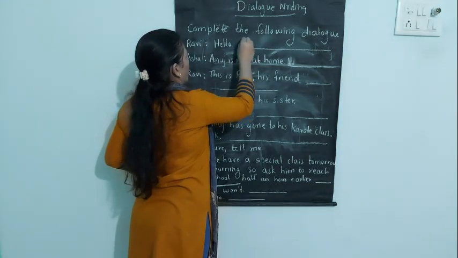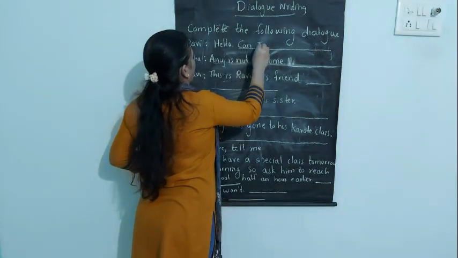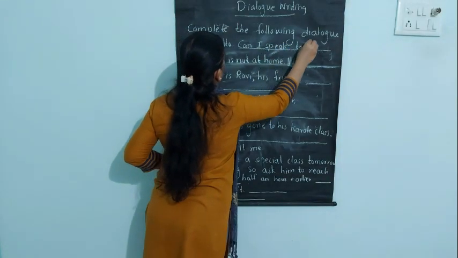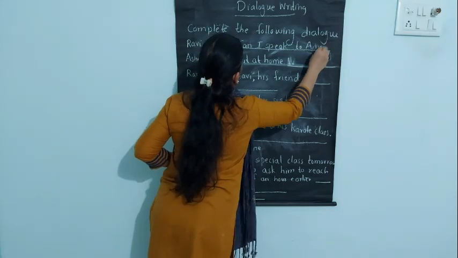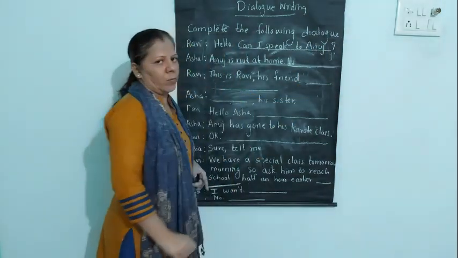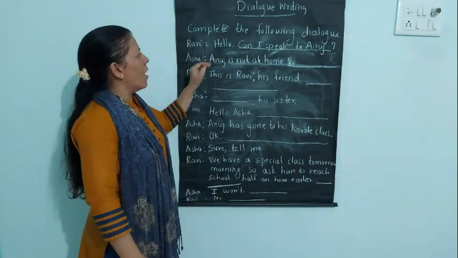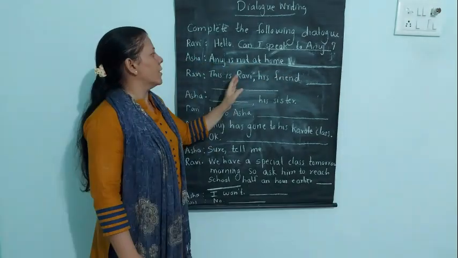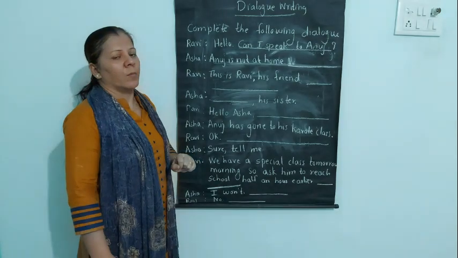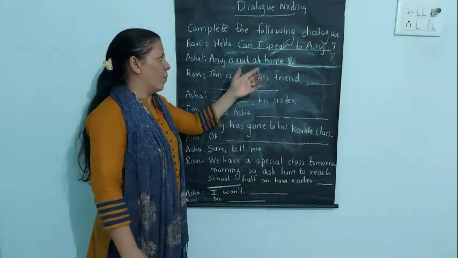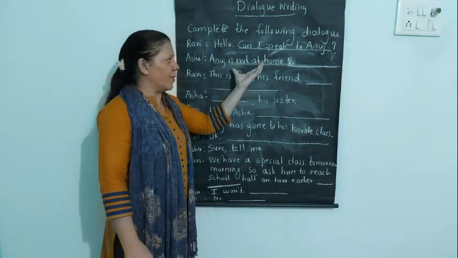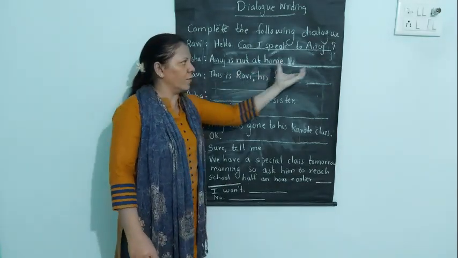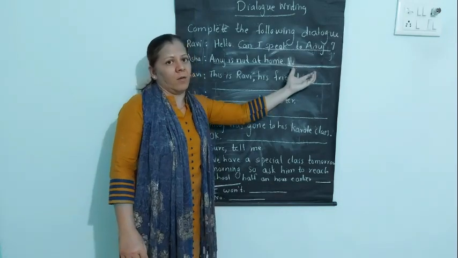So Ravi will say, hello, can I speak to Anuj? Question mark. Asha: Anuj is not at home. Dash. This is Ravi. Okay, now this sentence is completed. Here, this is Ravi, his friend. So this is the answer. You have to write a question for that.